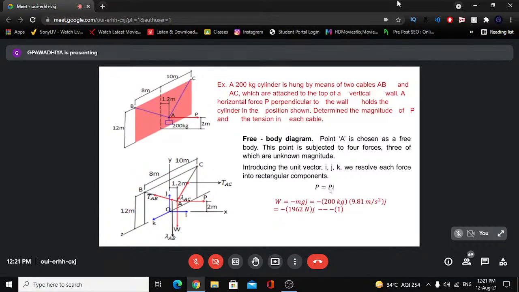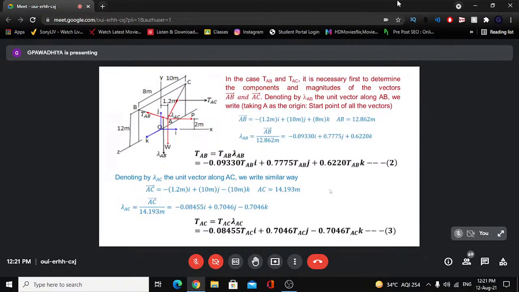So it should be 1962 j Newton force. Now to define TAC and TAB, we need to define the unit vector along AC and along AB, and then the magnitude multiplied by that unit vector will express the force in the direction of lambda, that unit vector. So TAB is here. TAB should not have been bold-faced, rather it is a simple magnitude. So TAB into lambda AB. Lambda AB can be bold-faced, or it's better we just write an arrow above these variables. So first let me work out lambda AB.